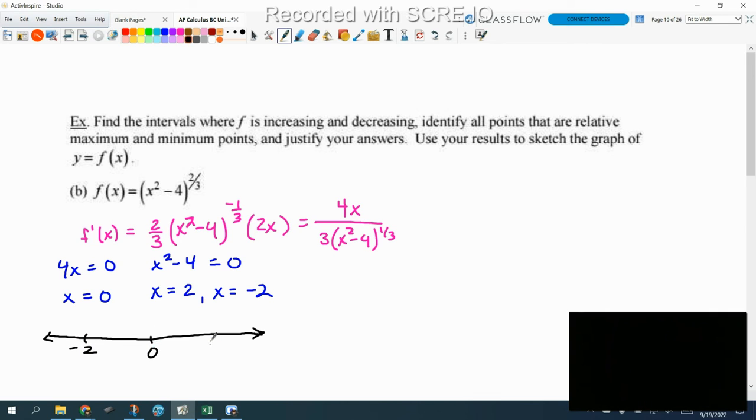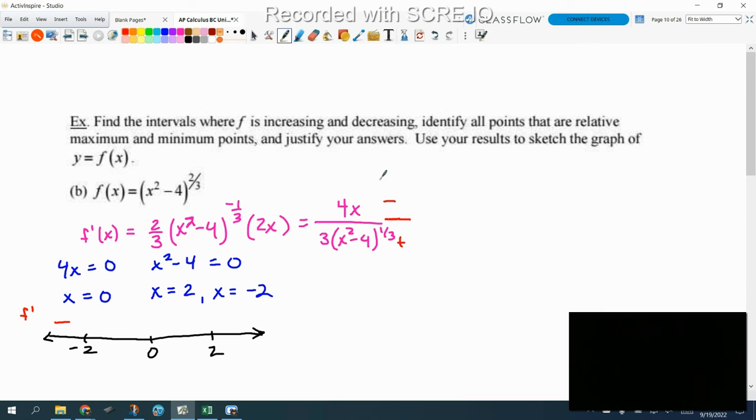-2, 0, and 2. Then we're going to test points in each region for f prime, and that's going to let us know what's happening with f. All right, so we're going to do -3, and I'm going to plug it in here. So -3 would give me a negative on top, divided by negative 3 squared would be positive 9 minus 4 is a positive number. So it's a negative divided by a positive, which is a negative.